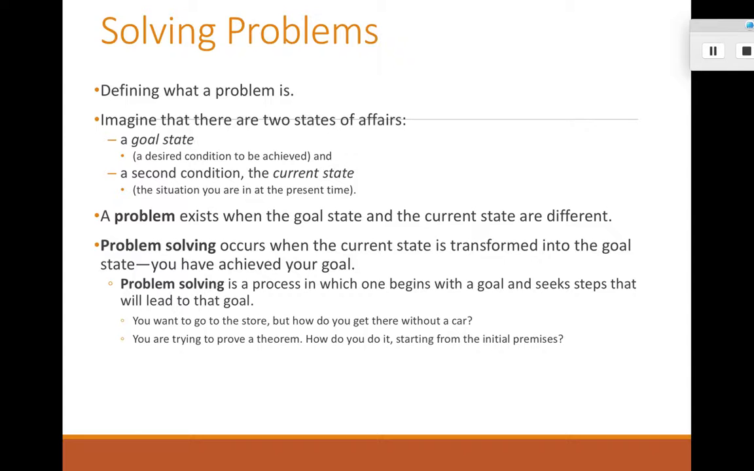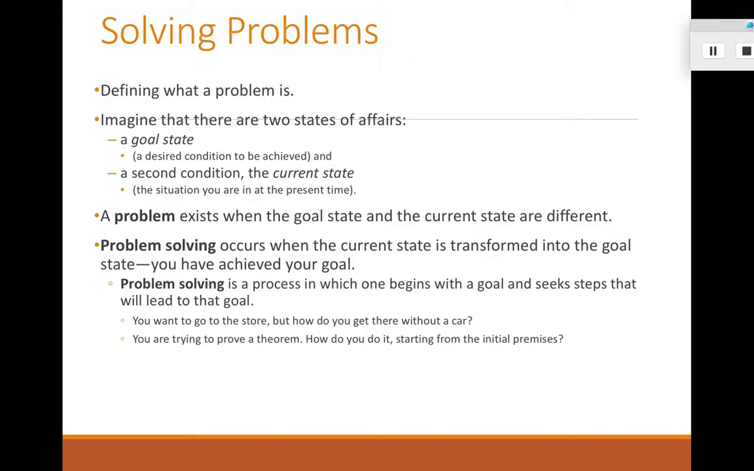That what we're going from is we're saying, okay, this is where I'm currently at present time. Now I want to be at the goal state. How do I actually get to the goal state? And the process by which that occurs is going to be this aspect of problem solving. In other words, you achieving your goal. So we really want to begin with the goal state and seek different types of steps that are ultimately going to lead us down the path to our goal.